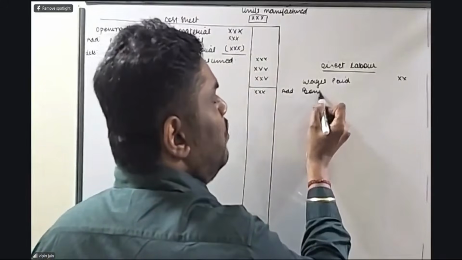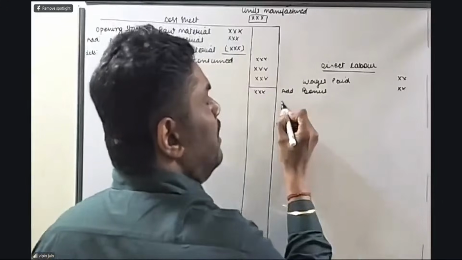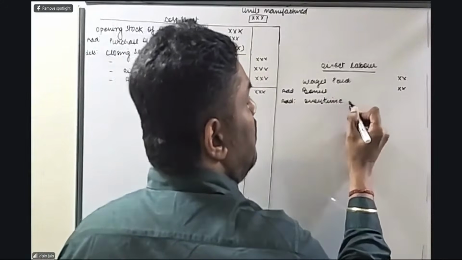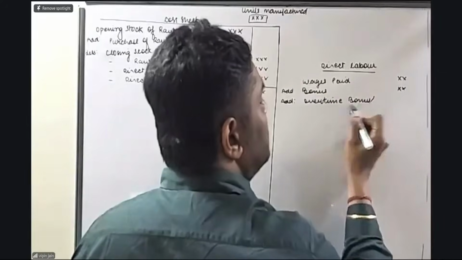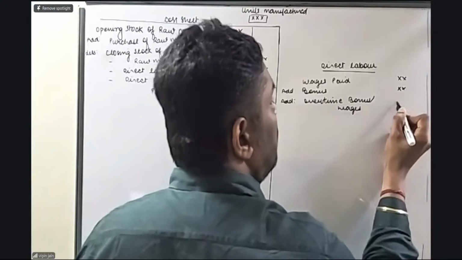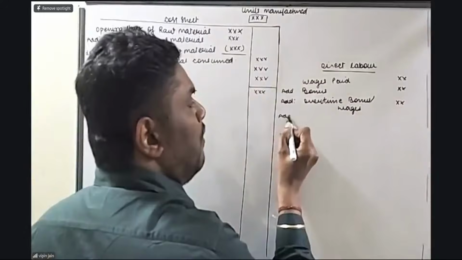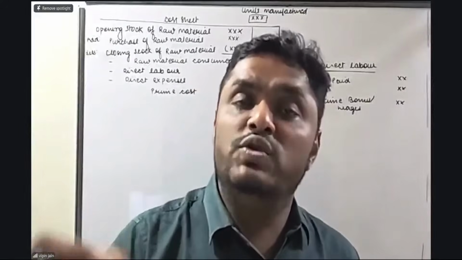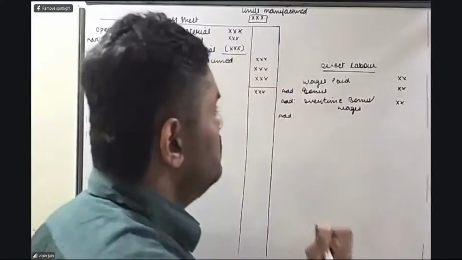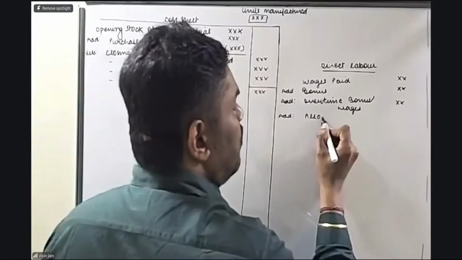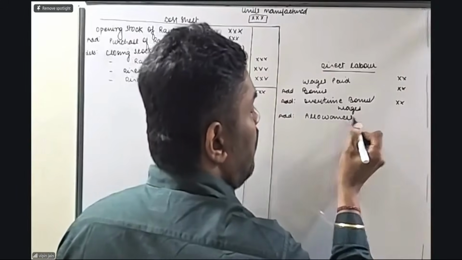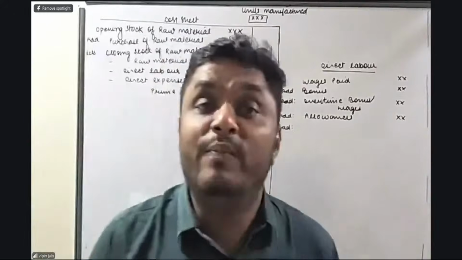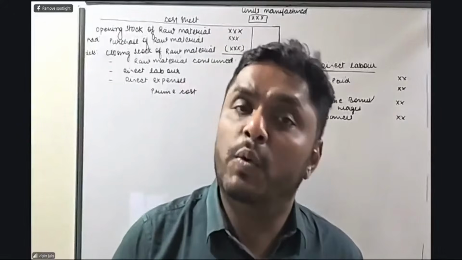So if we are paying them wages, it will be added. If we are paying them bonus, overtime bonus or wages, if we are going to give them some allowances, that is traveling allowance, food allowance, whatever it is. So allowances, or if any sort of benefit or facility is provided to the workers.